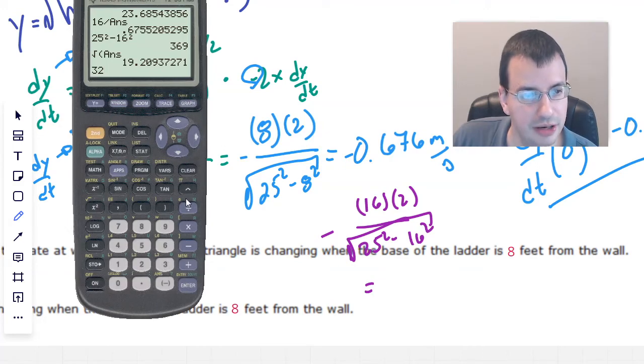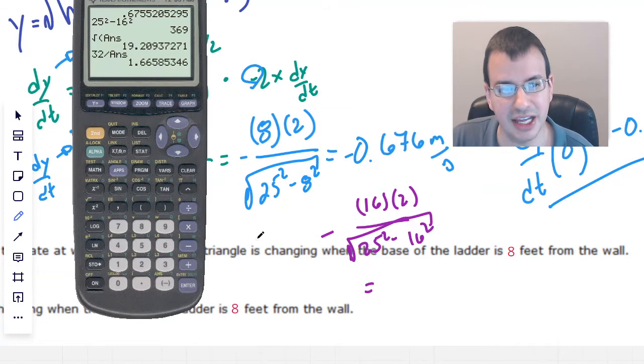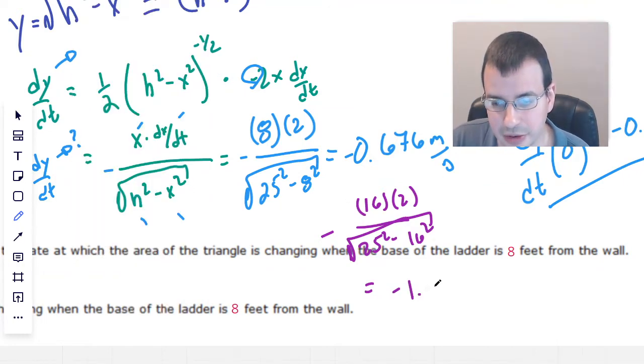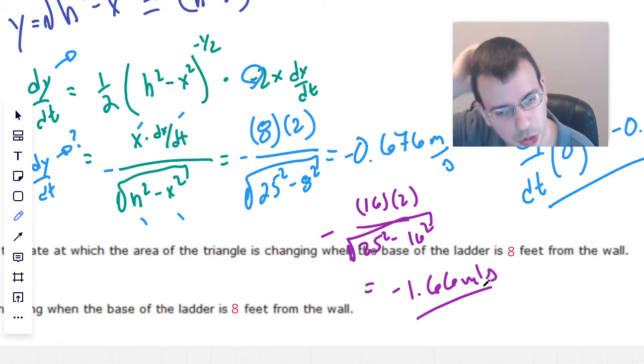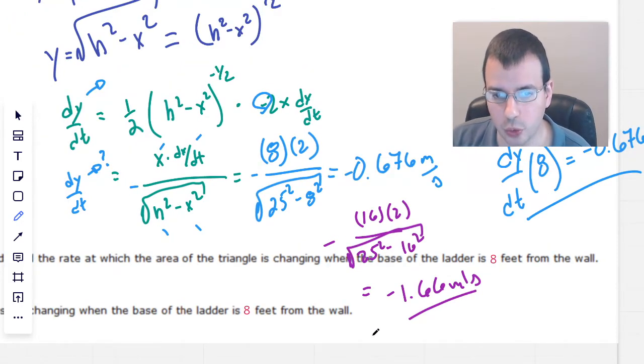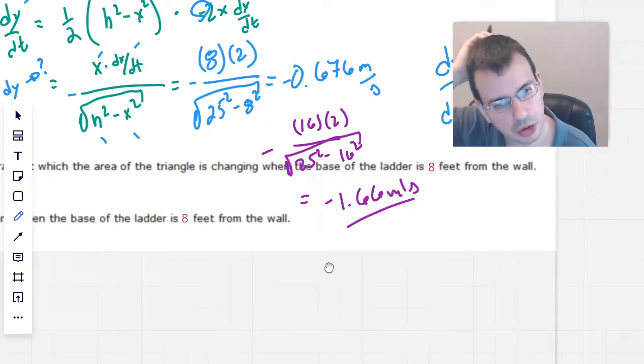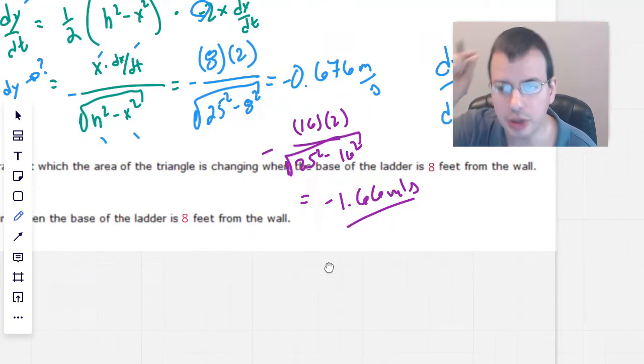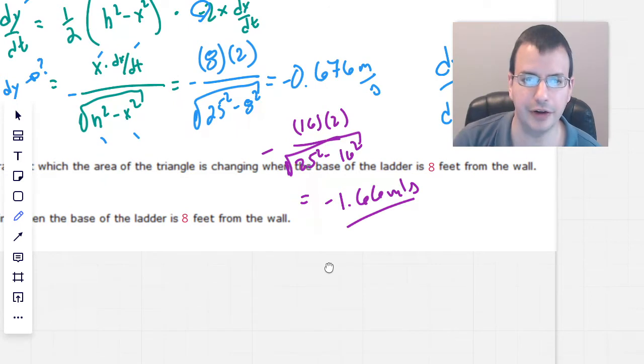32 divided by second answer gives us negative 1.66. Negative 1.66 meters per second. Makes sense that it's going quicker. And then the last one at 22 should be the quickest. Pretty close to 2 meters per second. Or would it be more? I don't know. We're going to find out.